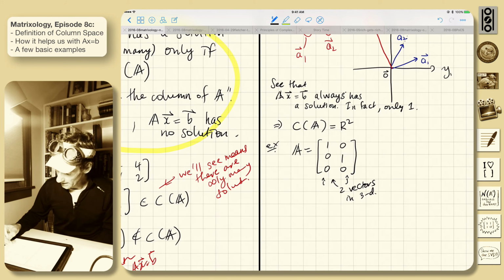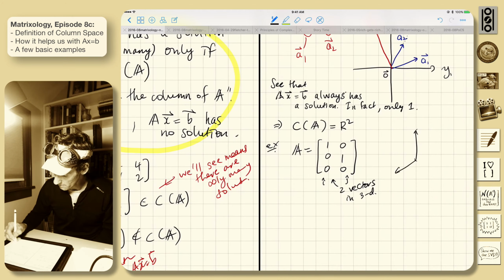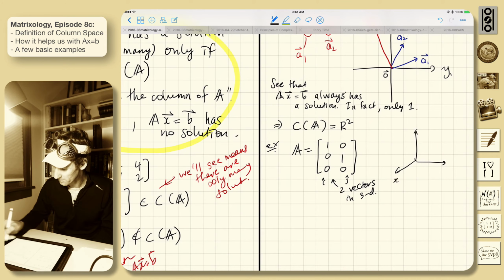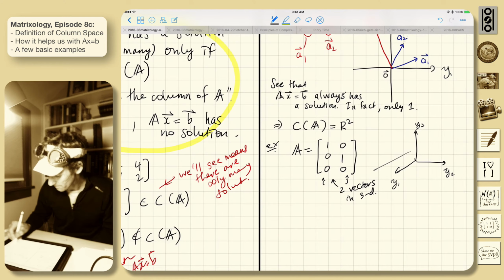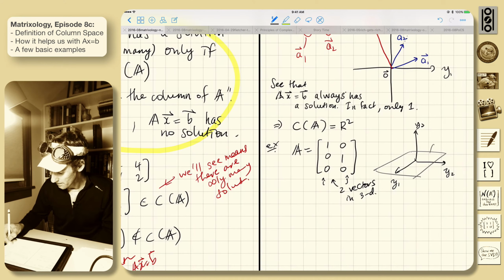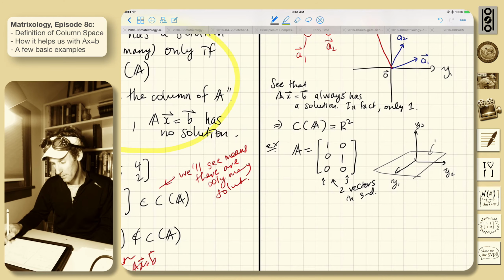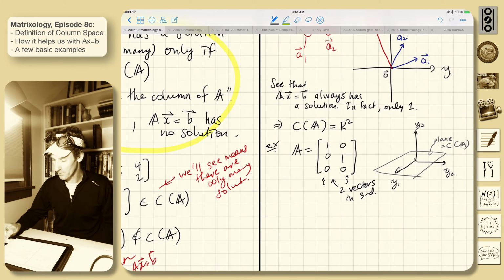So what does that mean? We're at the edge of our ability here. This is in fact y1, y2, y3. We can only make the plane. The plane equals the column space of A in this case: the xy plane, the horizontal plane, equals the column space of A.